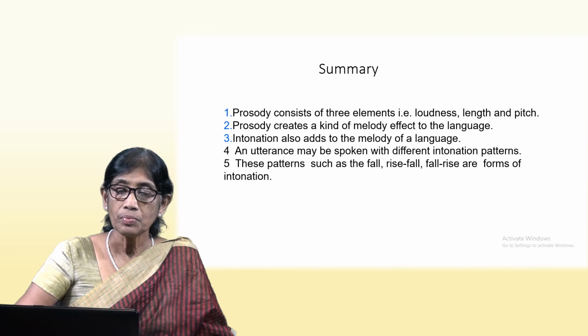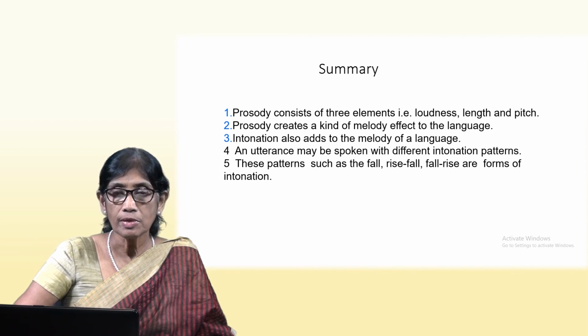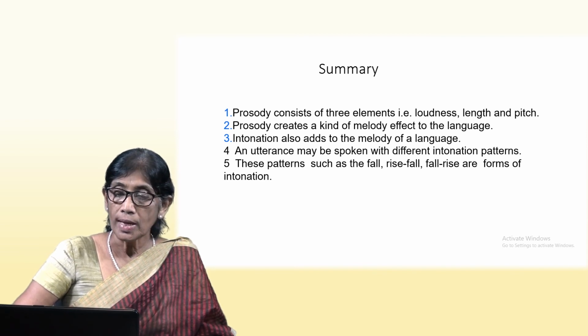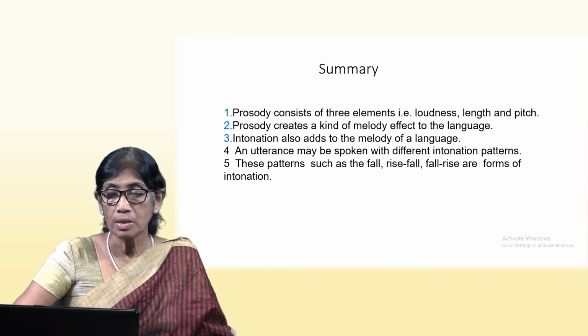And the summary is, prosody consists of 3 elements: loudness, length, and pitch. Prosody creates a kind of melody effect in the language. Intonation also adds to the melody of a language, and an utterance may be spoken with different intonation patterns. These patterns, fall, rise, fall-rise, are forms of intonation.